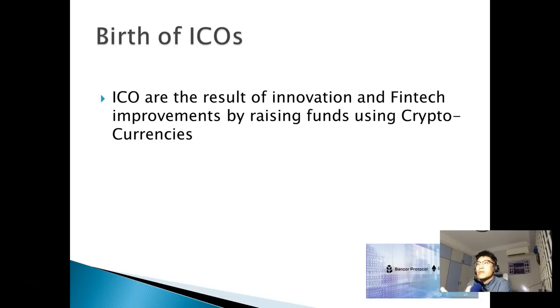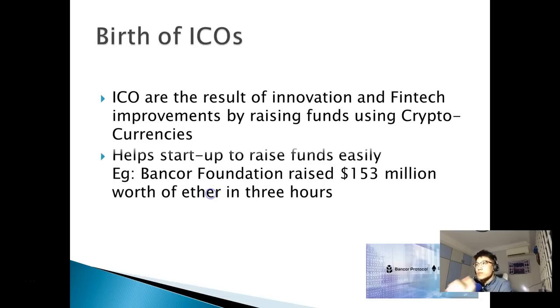Some of the most successful ICOs, like the Bancor protocol, were able to do that. It helped startups raise funds easily. So Bancor Foundation raised 153 million worth of Ether in just 3 hours. Wow, right? So what it means now is that all startups can just raise funds easily via cryptography, and they can just create a currency and market it. I'm gonna talk about how to do that later, the 10 steps of doing that. This is brilliant stuff. If you're taking down notes, please note this down.